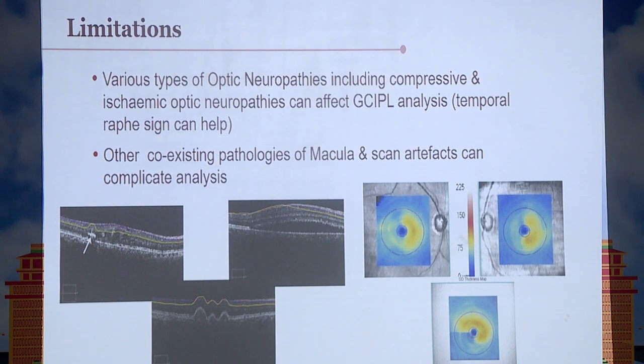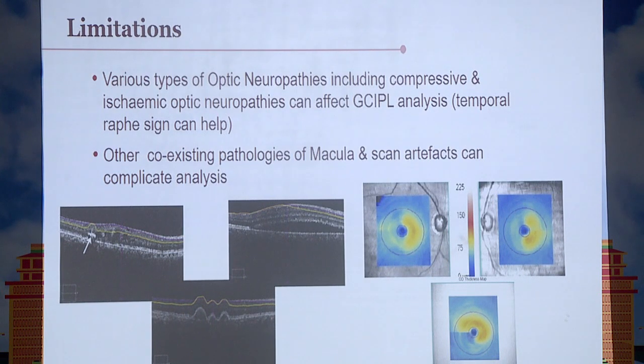The various types of optic neuropathies, including compressive and ischemic optic neuropathies, can affect the GC-IPL analysis. So here the temporal raphe sign will help, which is typical for the early stage of glaucoma. But here in the picture we can see that the typical temporal visual defect is coming in the case of compressive neuropathies.